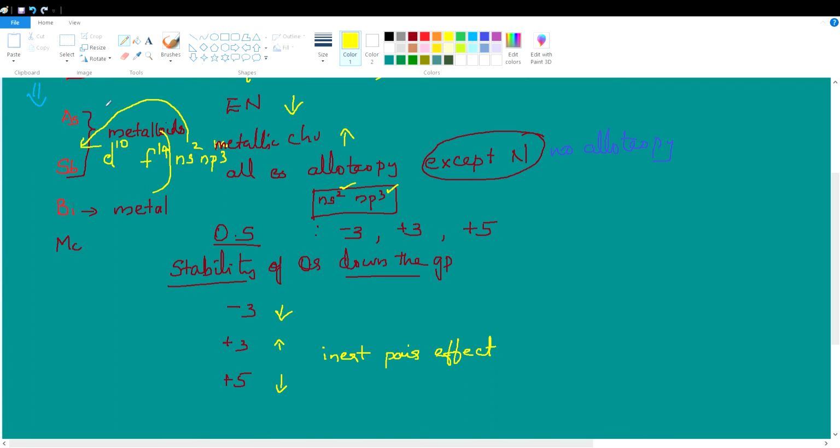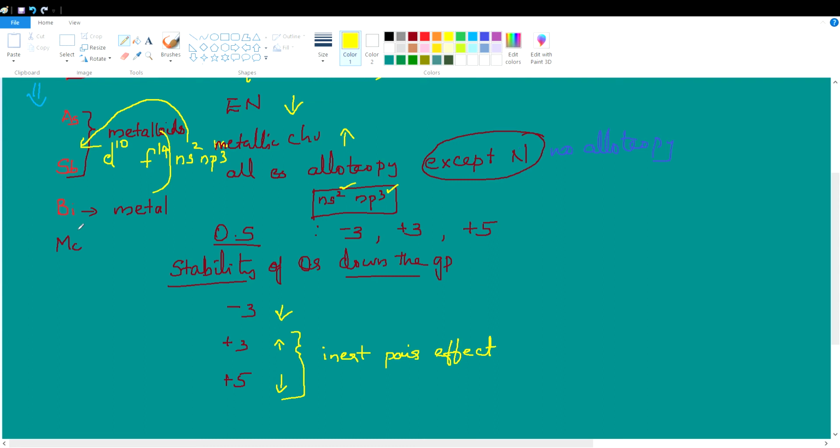Because they are more attracted to the nucleus. Why? Because of the poor shielding effect of d10 and f14 electrons. So down the group, the stability of the +3 state increases and the +5 state decreases due to the inert pair effect.